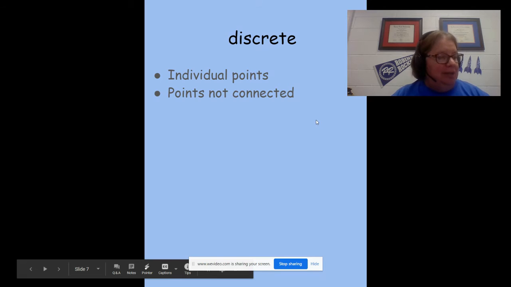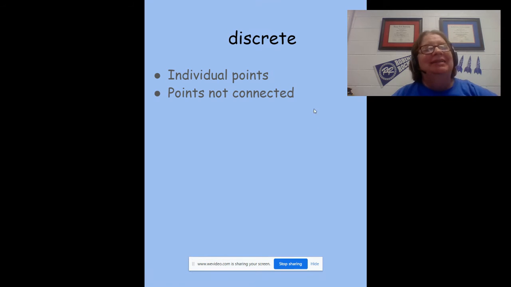All right, we're going to talk about data this year, and we're going to describe it as continuous or discrete. Discrete is if it's individual points and the points are not connected. Now, you might see this in a graph. It might look all over the place, or it might be in a pattern like a line or the shape of a U, which we're going to call a parabola. Discrete data just means that the points are not connected.